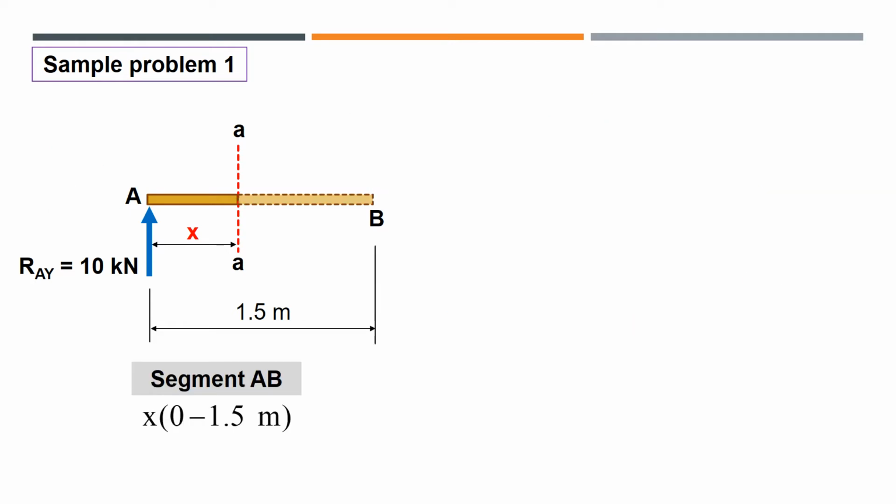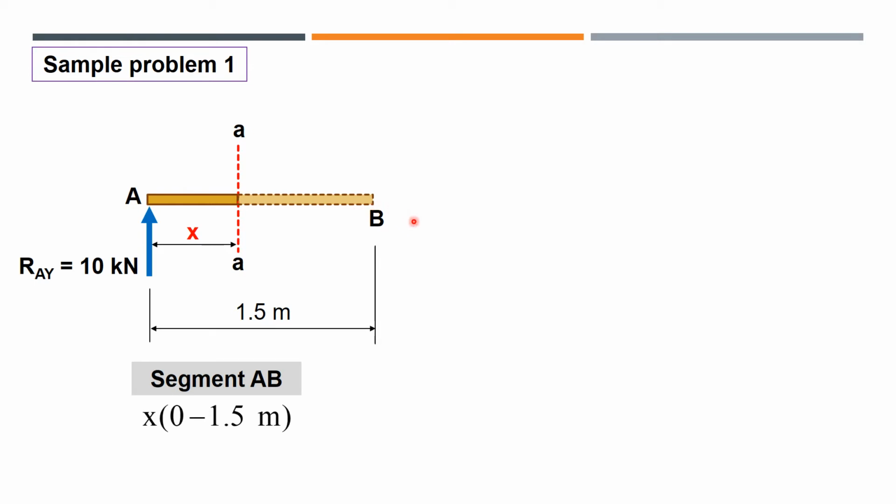Now, this is now segment AB. I will use the left side, because the instruction when you use the shear and moment equation is you can sum up the vertical forces to the left of the cutting plane or to the right. But I will use the left side of the cutting plane. I just made use of this, but in the next problems, I will no longer show this.